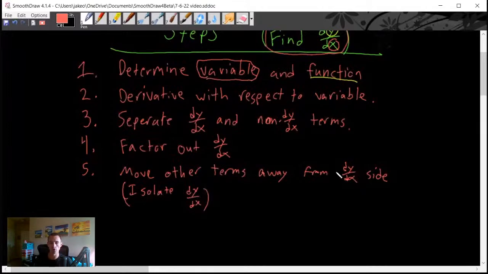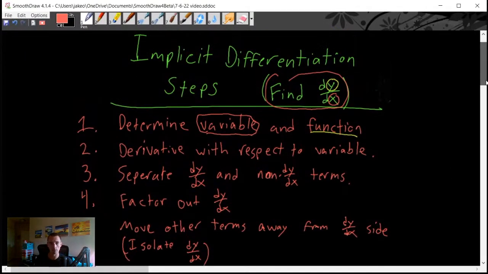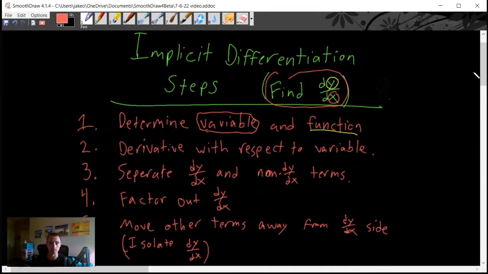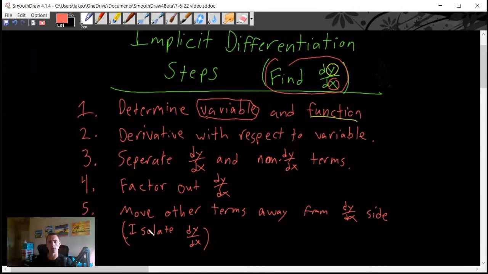So once you've done that, you should just have at that point dy/dx equals a bunch of stuff with just x's and y's, usually on the other side of the equation. So that's an important thing to keep in mind. Once you do this, you're probably going to have x's and y's in your answer.